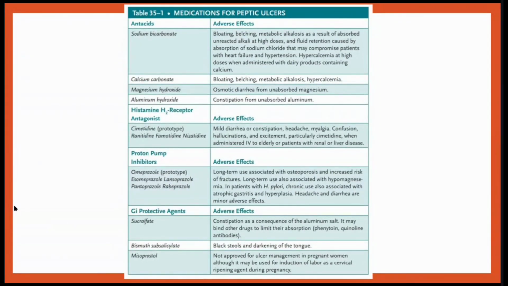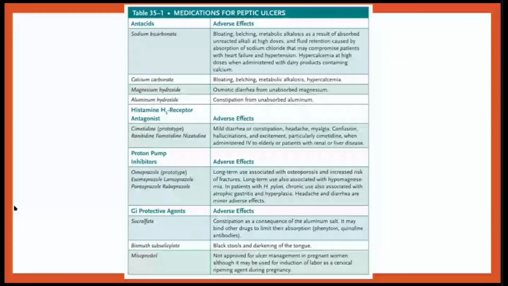Cimetidine here has the adverse effect of mild diarrhea, constipation, headache, myalgia, etc. And ranitidine has its main effect on the CNS, causing confusion, hallucination, and excitement. Next is proton pump inhibitor. There are a few drugs named omeprazole, esomeprazole, pantoprazole. These drugs may cause osteoporosis, headache, diarrhea, and more such adverse effects.